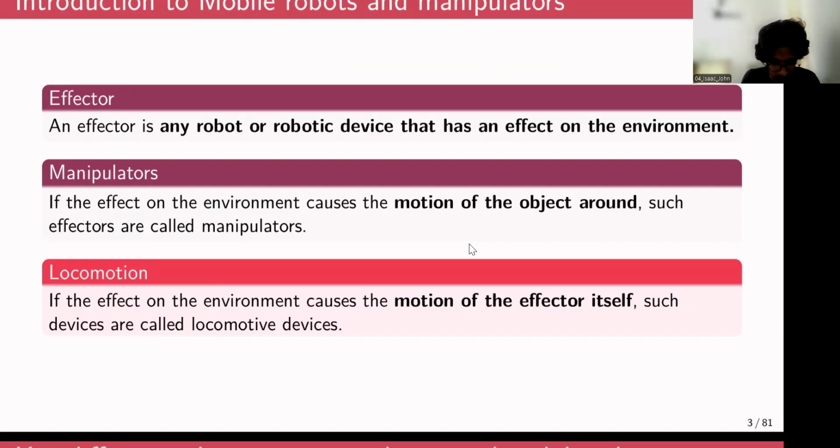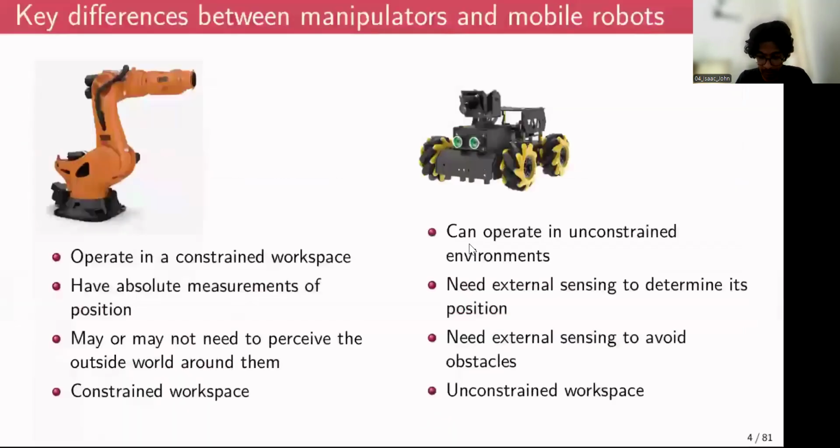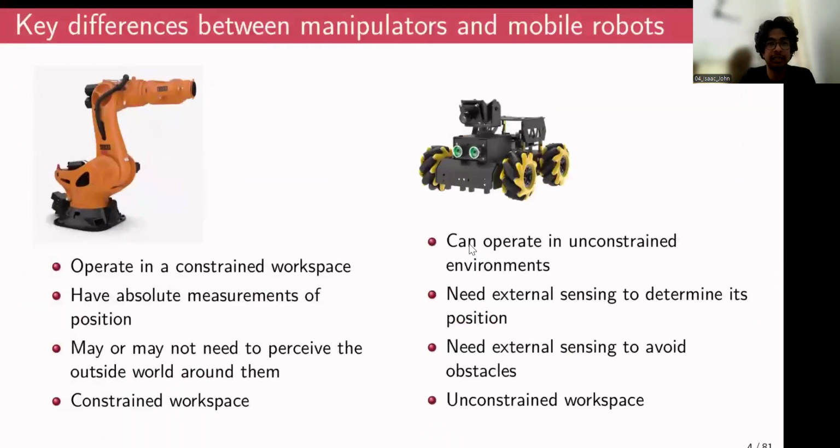So based on the type of effector, you can classify a robotic system as manipulators, or locomotion systems, or locomotive devices. We have also seen the definition of manipulators and locomotion systems, and the key differences between manipulators and mobile robots. In this course, we are mostly focused on mobile robots, and that too on wheeled mobile robots. So this is the topic of discussion for our course.